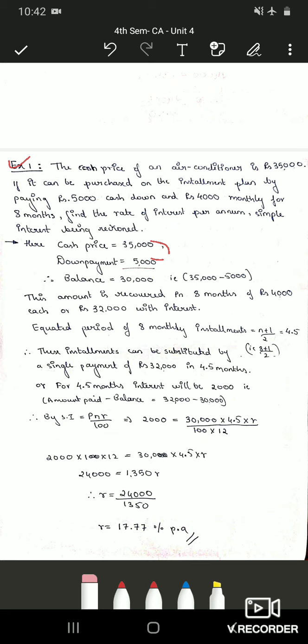Now you have to find out for what percent the interest is being charged. So using the formula of simple interest, we know simple interest is PTR by 100 or PNR by 100.